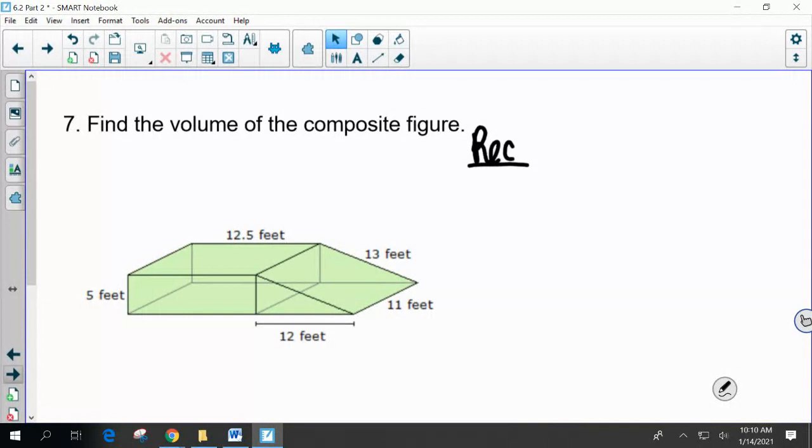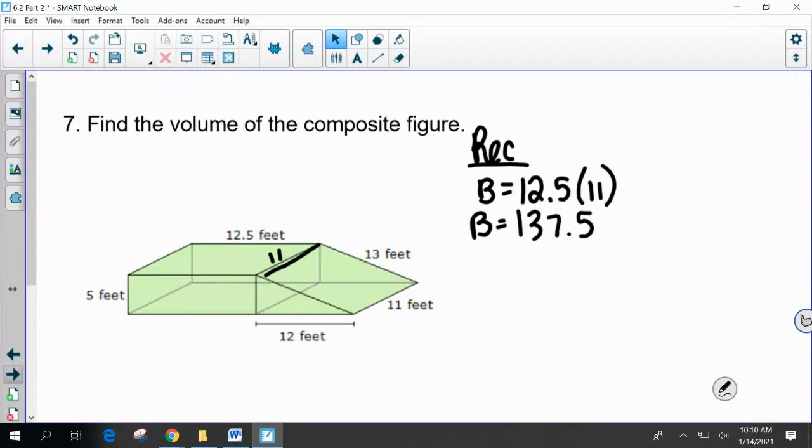5, 12.5, and 11. Correct, because this is also 11 right here. So 5, 12.5, and 11. So for capital B, we could take 12.5 times 11. You should get 137.5. And then what's the third number for the rectangle? Times 5. 137.5 times 5. You'll get 687.5. Okay.